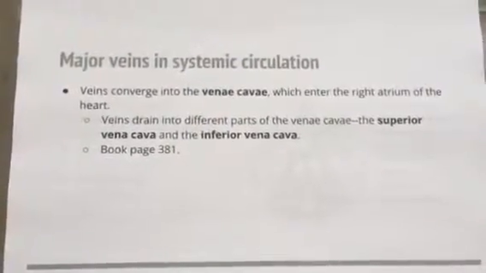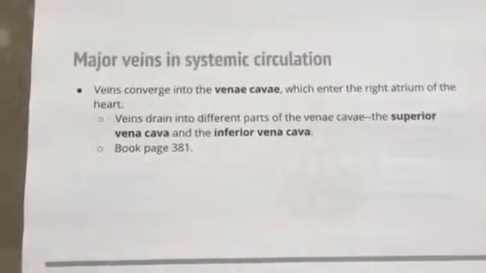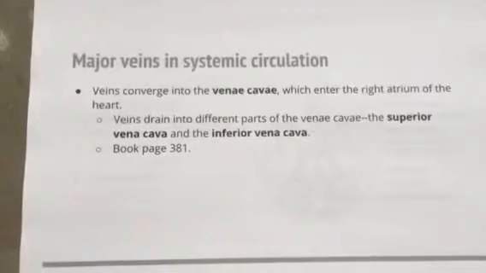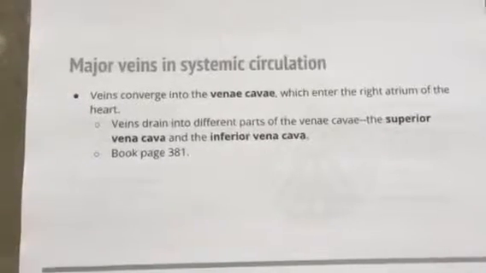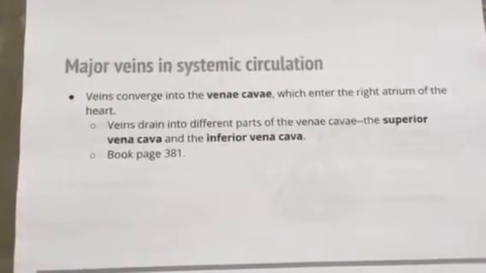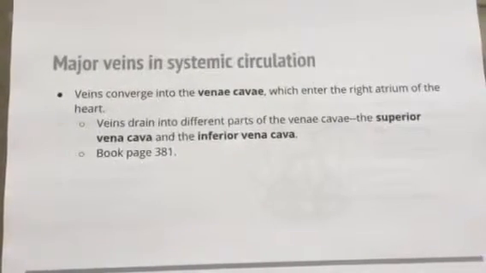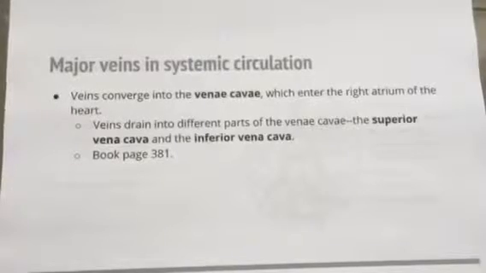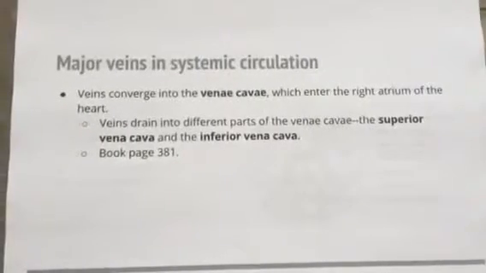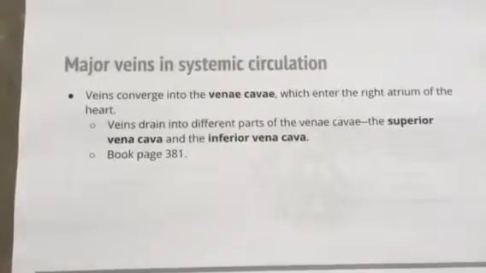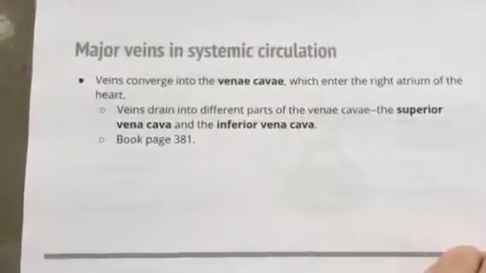Major veins of the systemic circulation. Veins converge into venae cavae, which enter the right atrium of the heart. Veins join into different parts of the venae cavae, the superior vena cava and the inferior vena cava. There's a picture in the book, page 381.